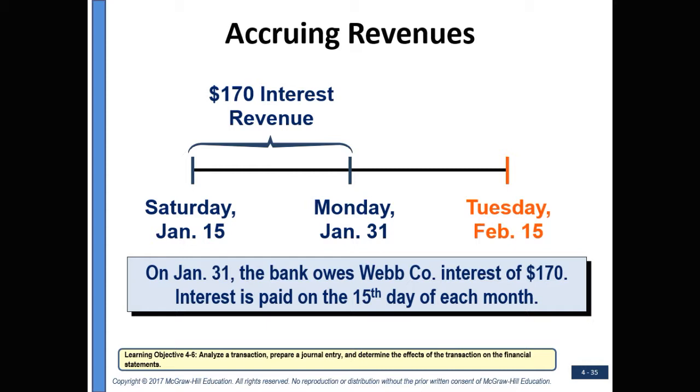So let's look at an example of that. On January 31st, the bank owes Web Company interest of $170. Interest is paid by the bank on the 15th day of each month. The January portion of interest owed to Web by the bank needs to be recognized as revenue in the month of January. They won't receive this until the middle of February.